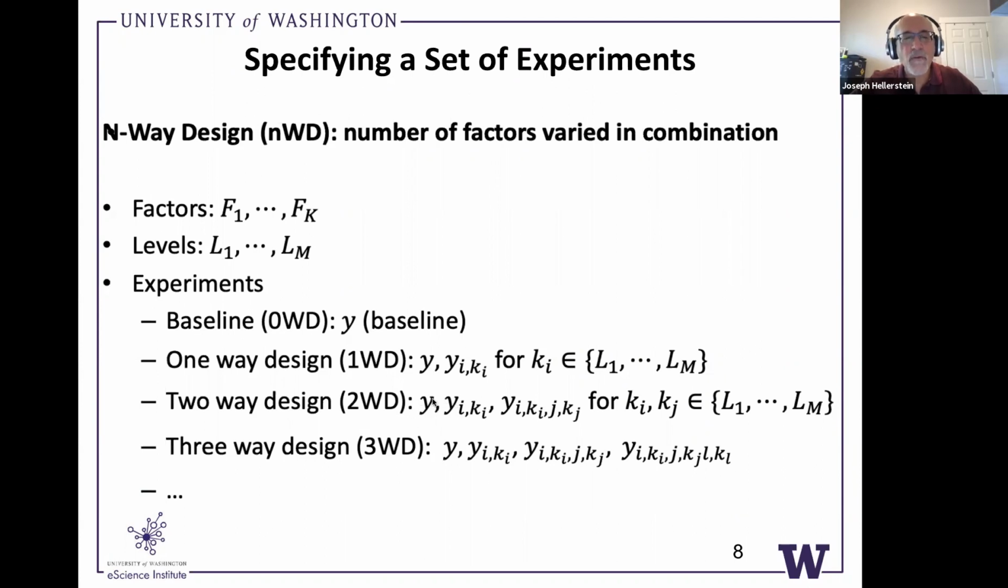If we have a 2-way design, and we do all the experiments possible, we have to do the 1-way design, because that's actually getting us this combination of we change a factor and then everything else is at baseline. So we still have to do the 1-way design, but then we do all things in combination. So the first and the second, the first and the third, and so on. So we've got this combinatorics.